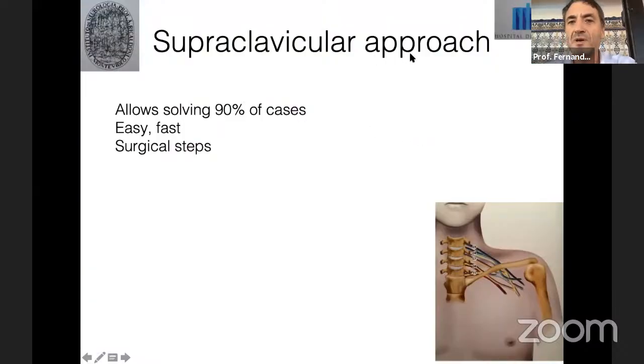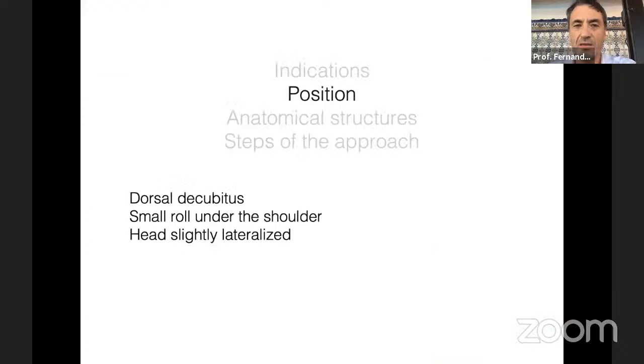So I will speak today of the supraclavicular approach because it allows solving 90% of cases of brachial plexus lesion. If you dominate the surgical anatomy, it's easy and fast, and it has very clear surgical steps that we will see today. First step, position.